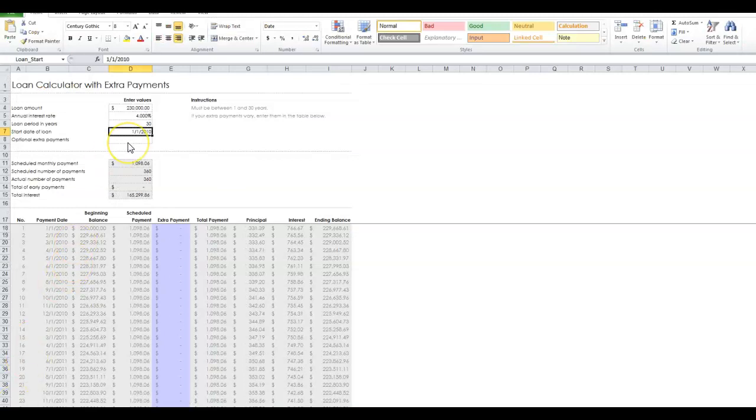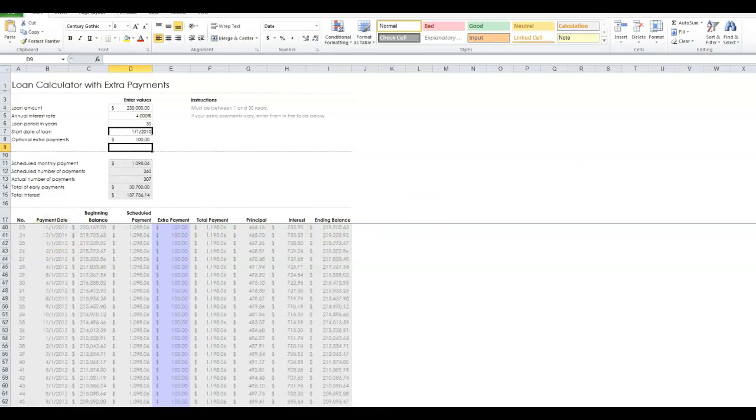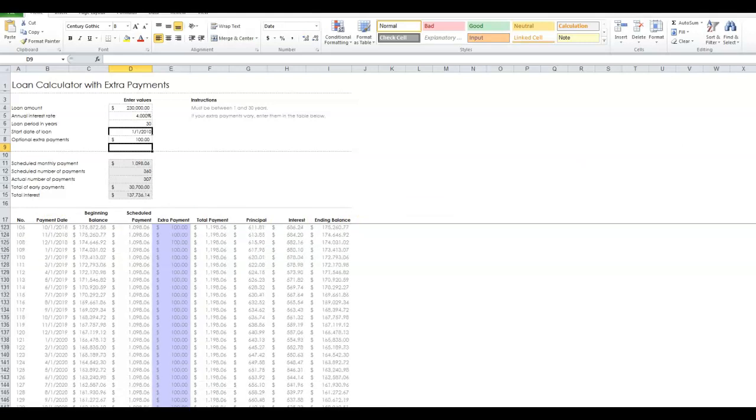I'm actually going to come back to this in Excel. We had an optional extra payments line here. And I'll make this 100. And I'll populate this extra payment field. Now in a mortgage starting January 1st, 2010, let's see how much damage that $100 will do.